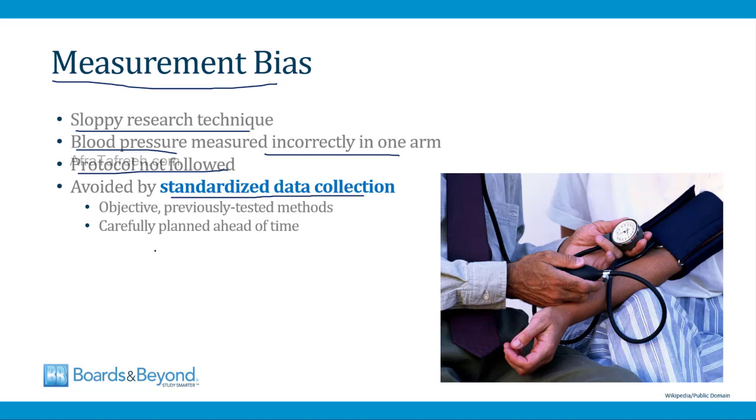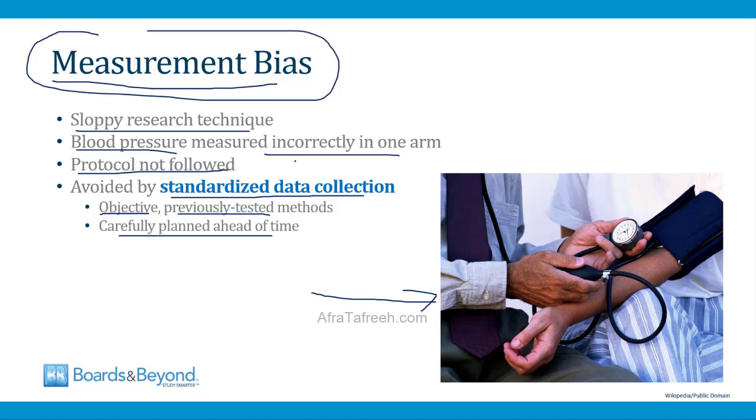Researchers try to always collect data in objective, previously tested methods that are known to work, and these are carefully planned ahead of time. So for example, in clinical trials where you're going to assess blood pressure, ahead of time, the trial designers specify exactly what cuff's going to be used, what time of day the blood pressure will be taken, how it will be measured, and they make sure everyone does it the same way in the study, and that's to avoid measurement bias.